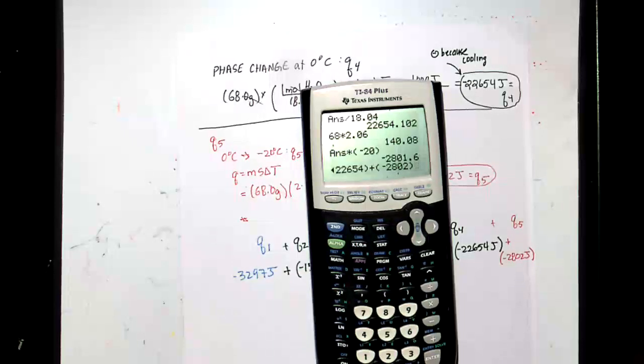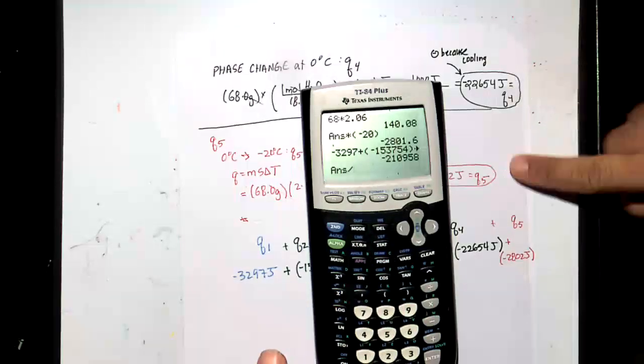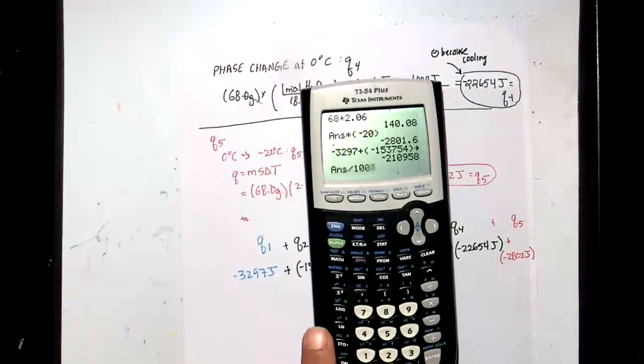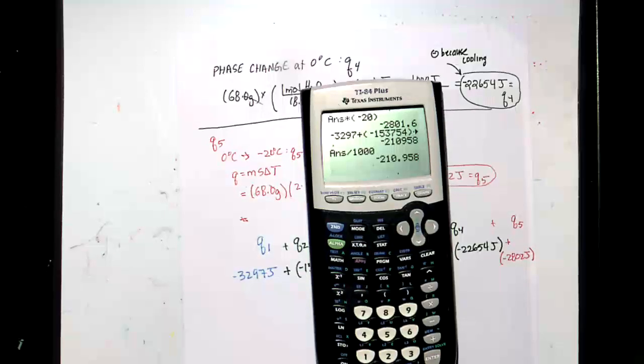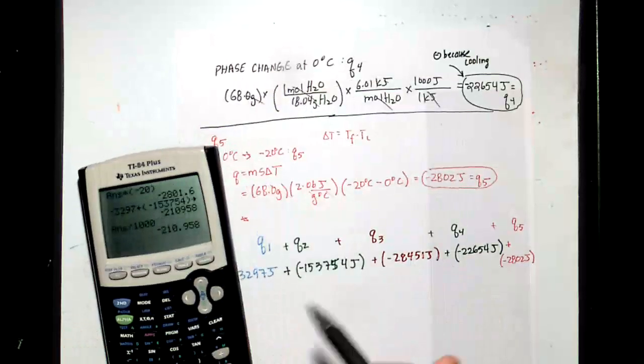Okay, so if I did it right, I think I did, I don't know. I definitely need someone to double check me. I'm getting minus 210,958. Okay. I'm going to convert it to kilojoules because I don't want to write all those numbers. So I'll divide it by 1,000 and I'll do minus 211 kilojoules. Okay, so you can do it on the exam, joules or kilojoules. I'll just write minus 211 kilojoules, and this is our answer.